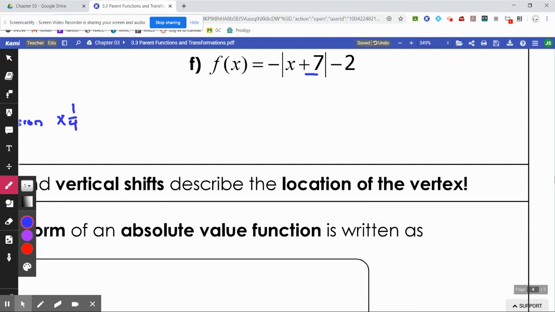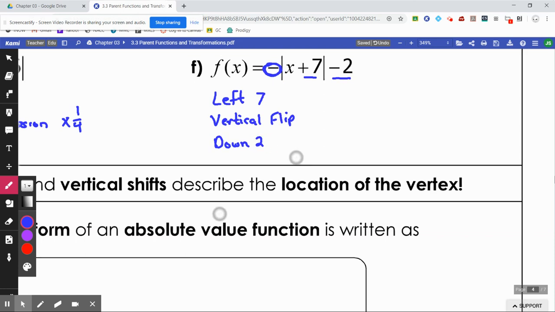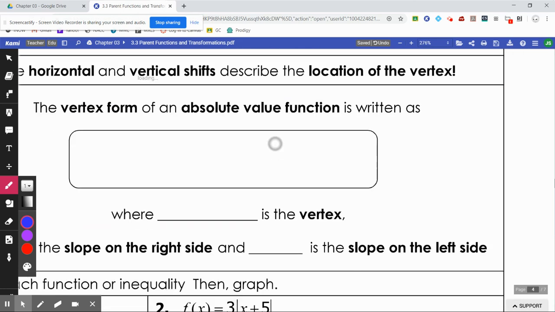And the last one, you have actually 3 different transformations. On the inside, you have a plus 7, which is going to move it left 7. You have a negative out front, and negatives flip. So since it's out front, since it's not inside the function, that will be a vertical flip, and that would be across the x-axis. And then finally, the minus 2 on the outside, that would be vertical as well. It's going to move it up and down. That would move it down 2. You don't have to worry about changing the sign on that or changing the direction.